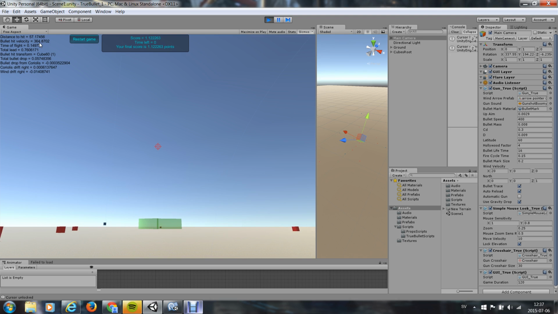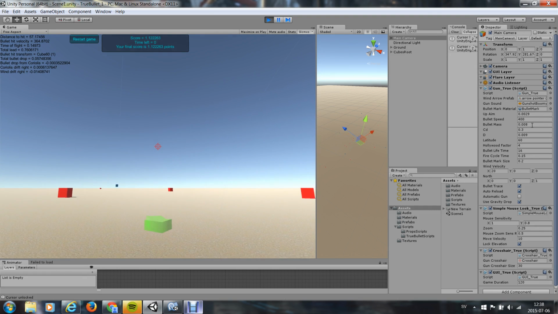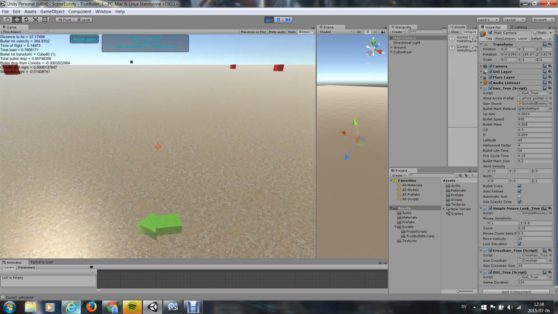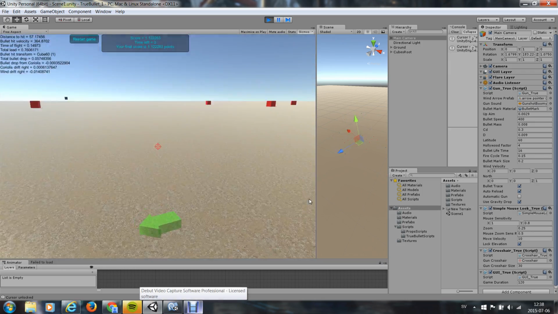And these calculations are quite correct. And out here on the right, you can set the air resistance coefficient, the diameter of the bullet, the bullet mass, and the bullet speed. You have the up aim, which is the aim. You can set the aim to aim slightly upward because you have bullet drop, so it can be accurate at a certain distance. You can set the textures of the bullet mark, the gun sound, and you also have at the bottom of the scene an arrow pointer that indicates the wind direction.